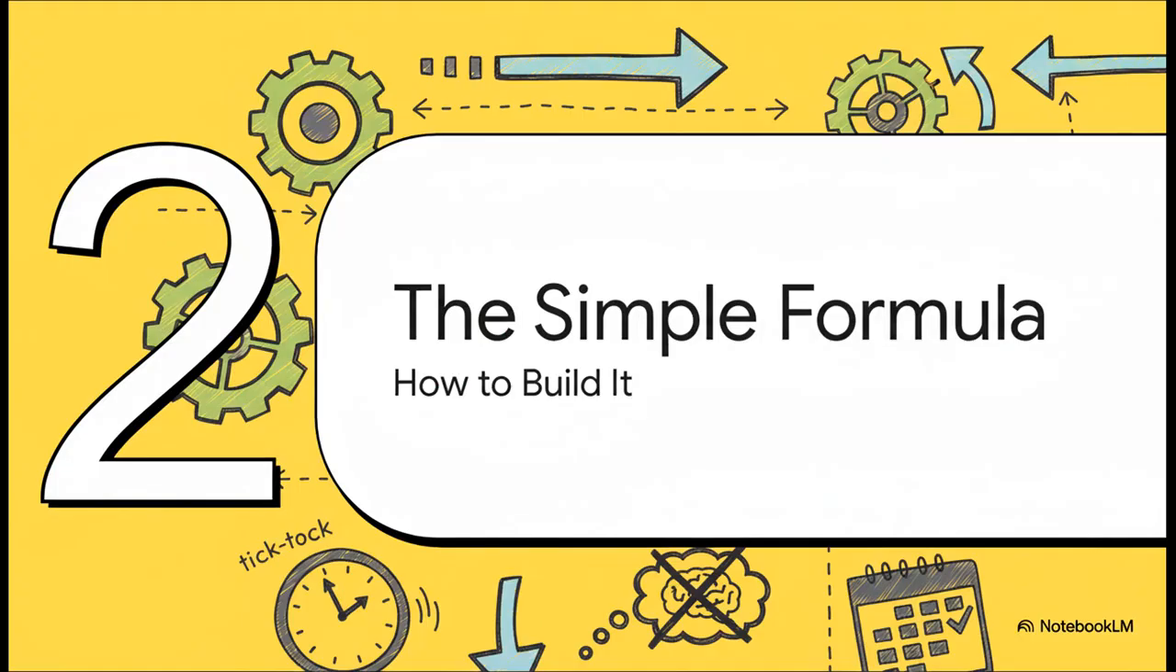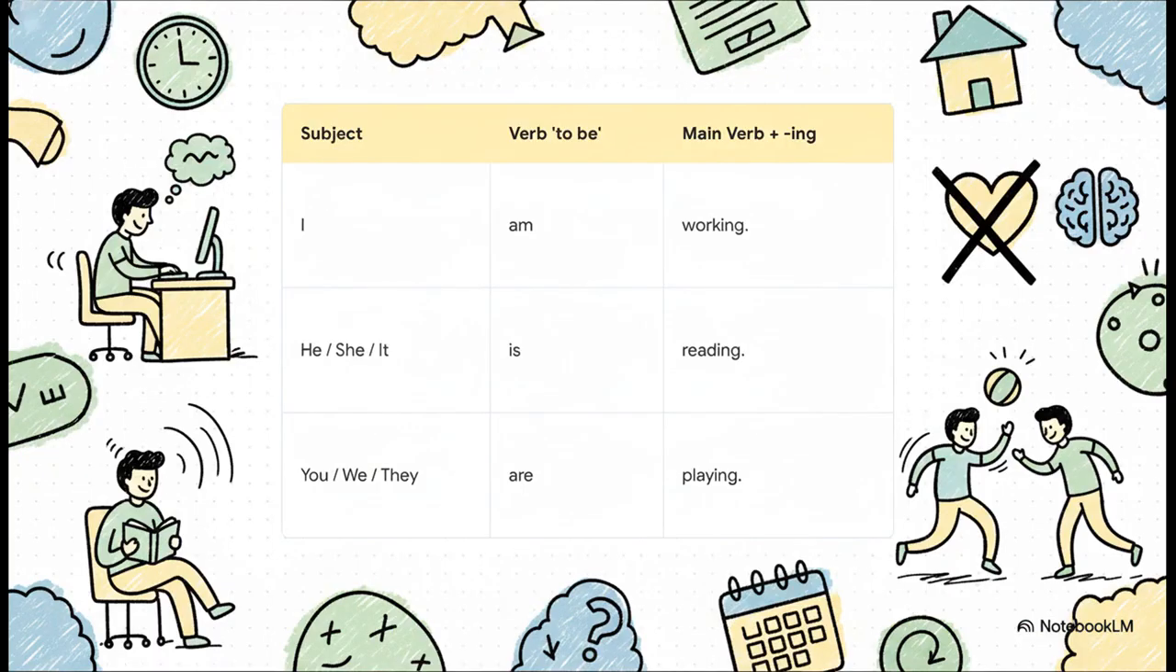Now here's the best part. Making this tense is so easy. It follows a really simple, consistent formula that you're going to remember in no time. Let's break it down. Okay, the formula couldn't be simpler. You just need two things. First, the right form of the verb to be. You know, am, is, or are. And second, your main verb with that classic ing tacked onto the end. So you get I am working, she is reading, they are playing.